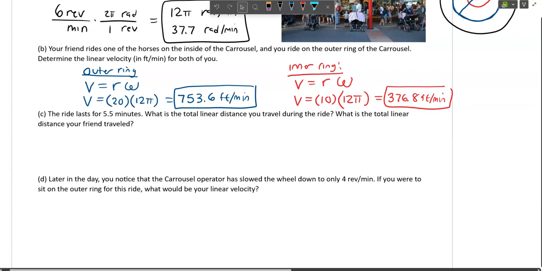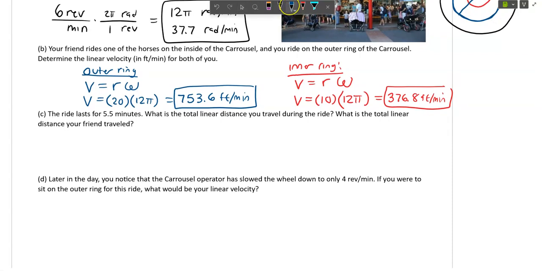The ride lasts for 5.5 minutes total. What is the total linear distance you travel? So in the outer ring situation, we know that we traveled 753.6 feet every single minute. So all we need to do to find this is multiply that answer by 5.5, and we get an answer of 4,144.8 feet. A mile is 5,280 feet, so we're kind of reaching close to a mile of riding when we're taking that wheel.